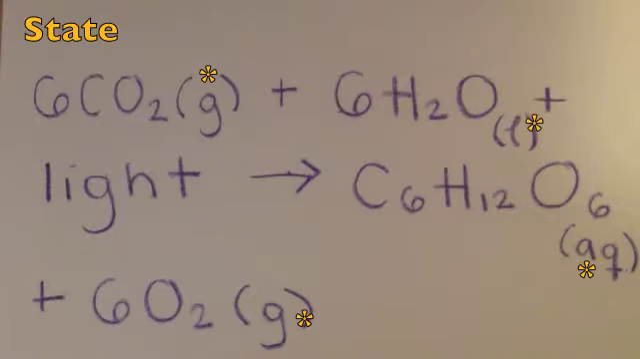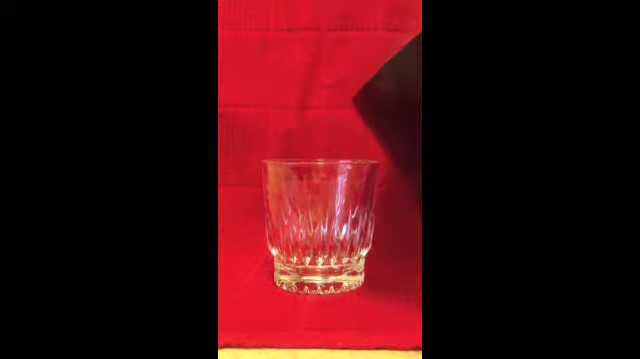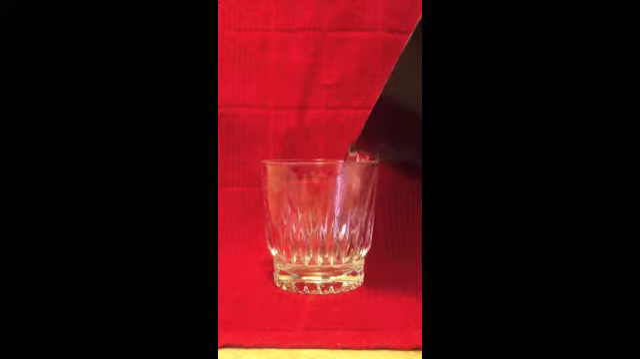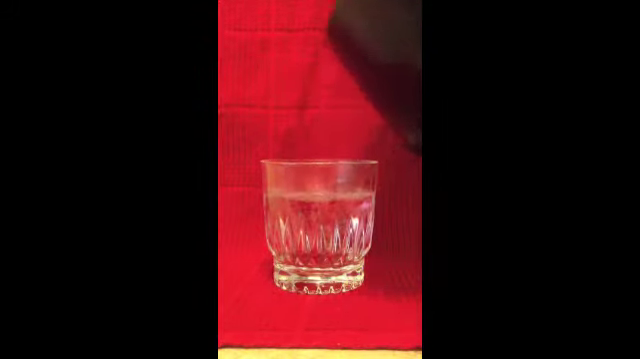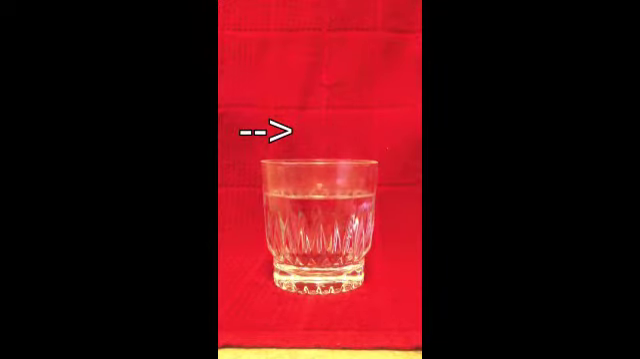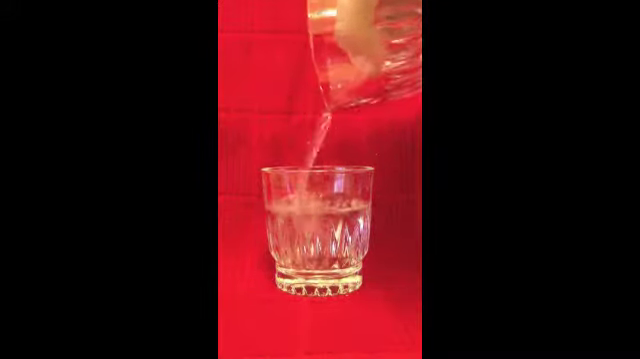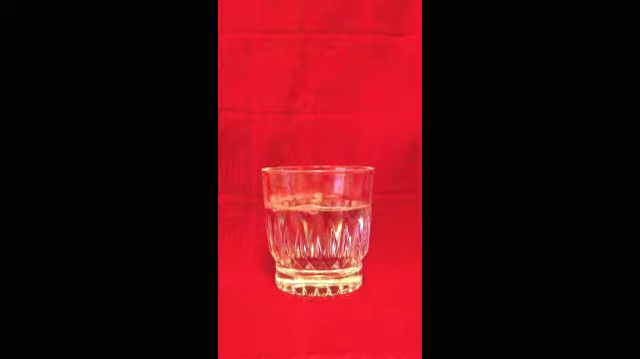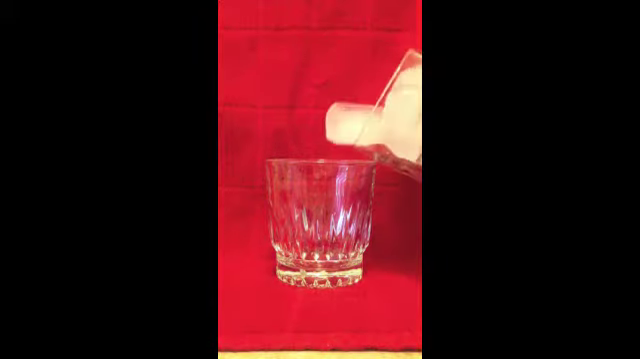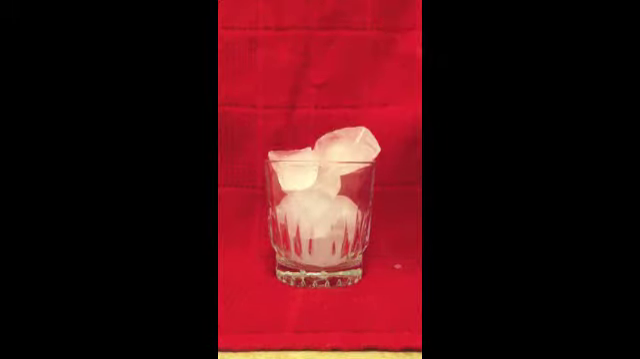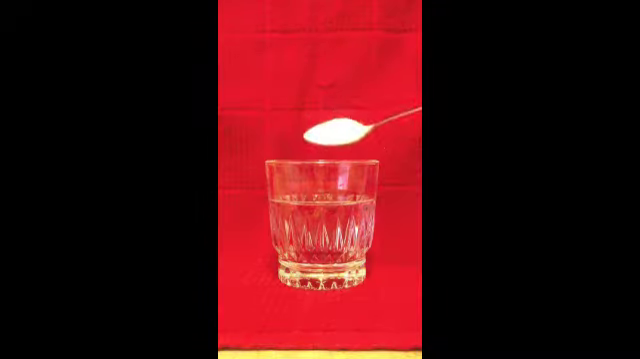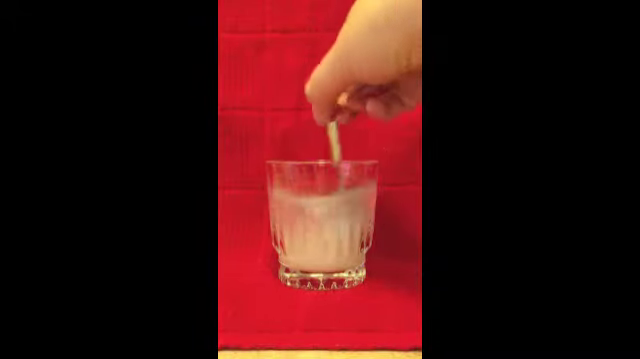The letters in parentheses after each molecule represent the state of the product or reactant. A substance can either be a gas, a liquid, a solid, or aqueous, meaning that it is dissolved in water.